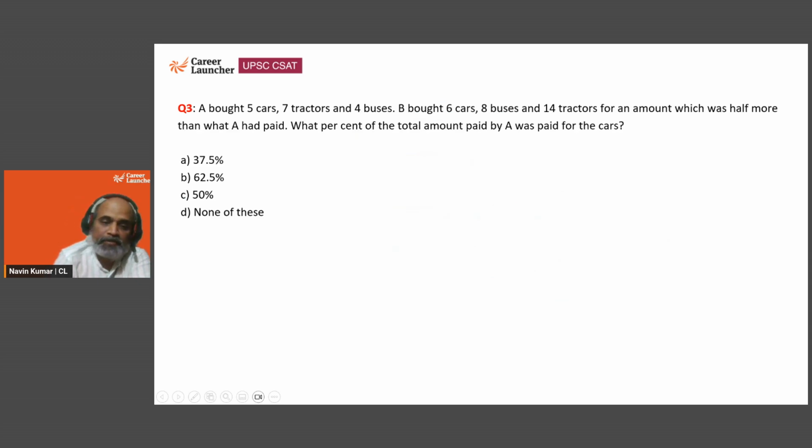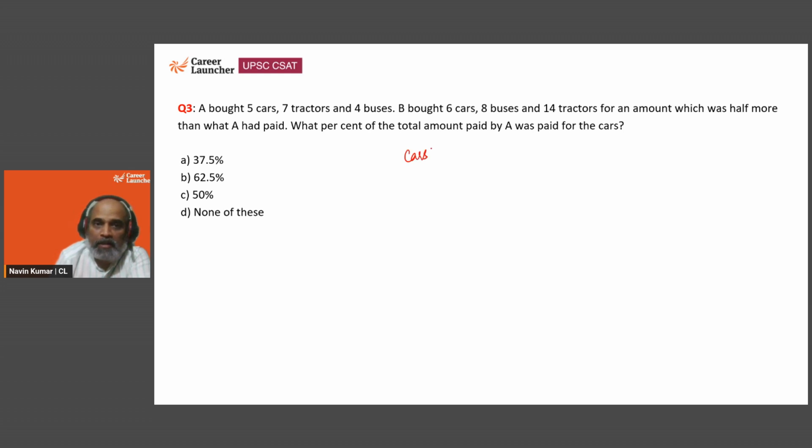Let's look at the third question. A bought 5 cars, 7 tractors, and 4 buses. B bought 6 cars, 8 buses, and 14 tractors for an amount which was half more than what A had paid. What percent of the total amount paid by A was paid for the cars?